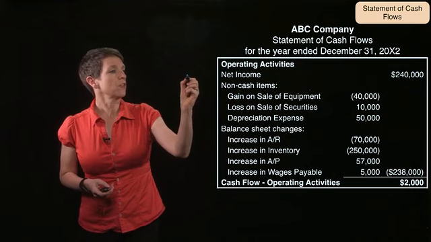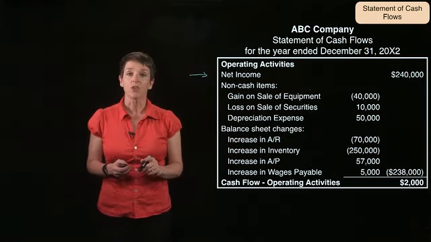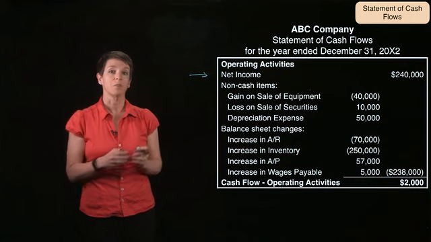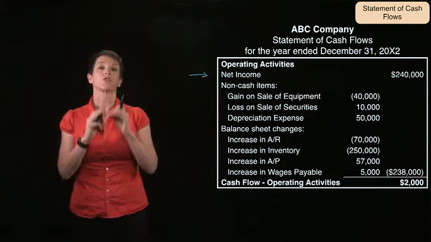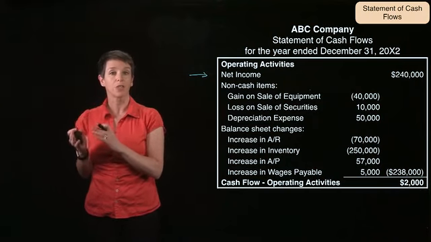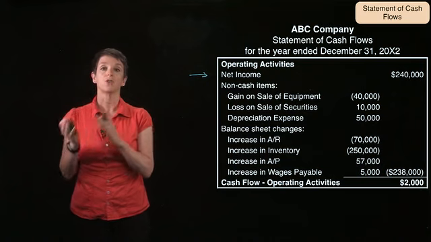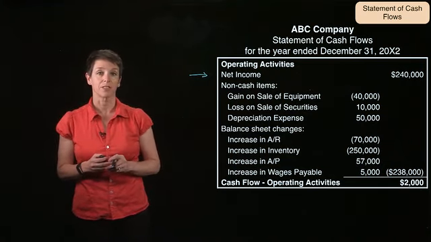Notice the first thing that we see here is net income. That's our cue that this financial statement was prepared using the indirect method. Remember, that method starts with net income and then makes adjustments to go from accrual accounting for net income to cash basis accounting for the cash flow from operations.